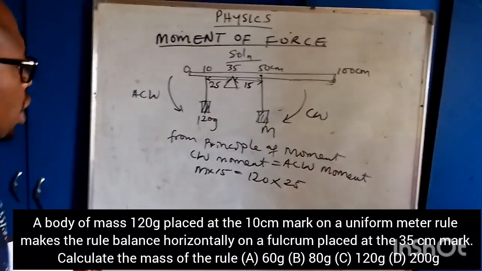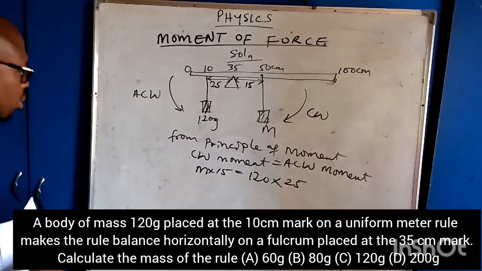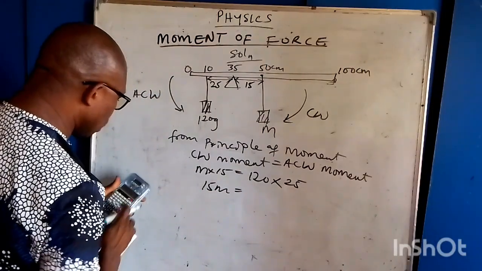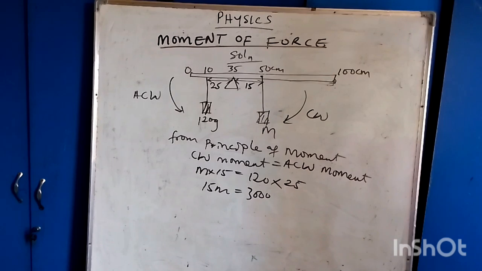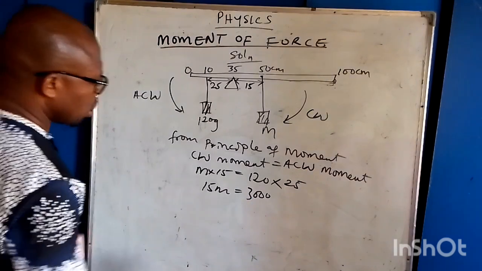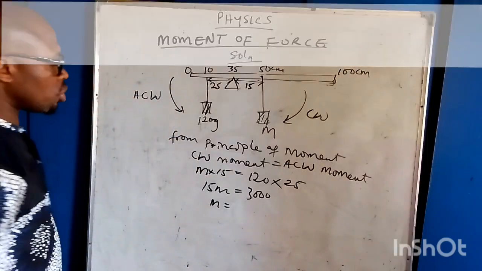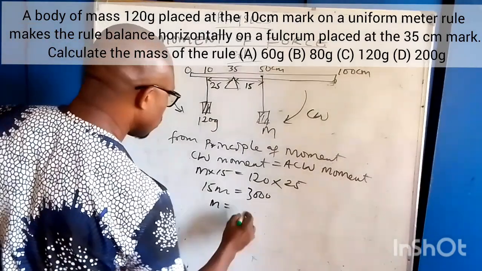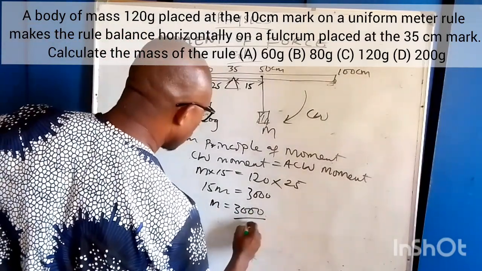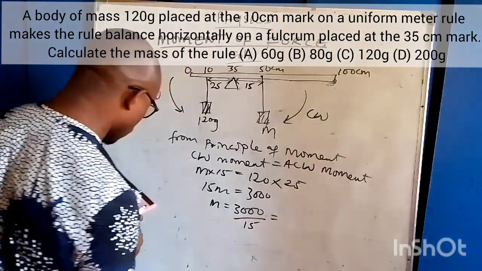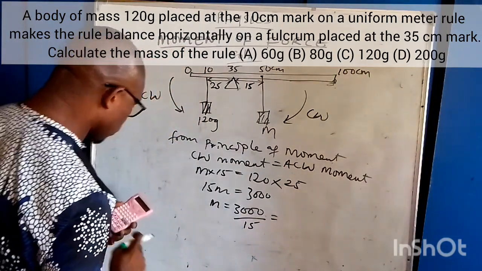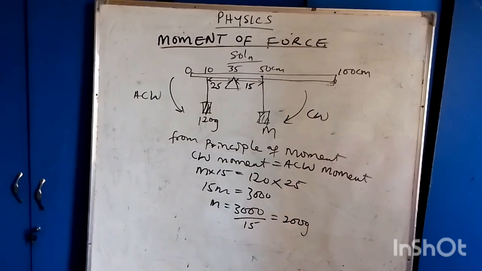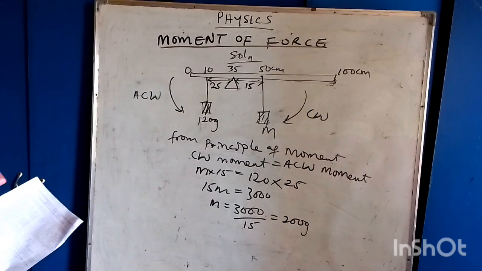Now if you press your calculator, m times 15 will give us 15m is equal to 120 times 25, which is 3,000. Now making m the subject of the formula, we divide both sides by 15, which will give us 3,000 over 15, which is 200 grams. Okay, by that we have 200 grams, which is option D.